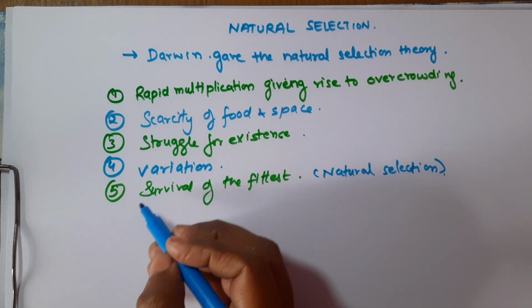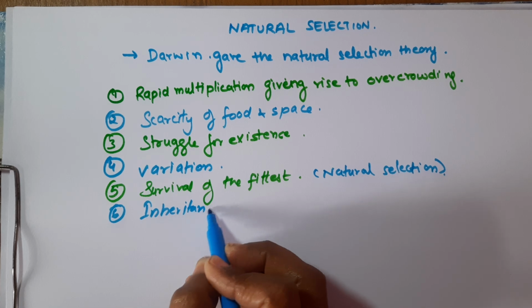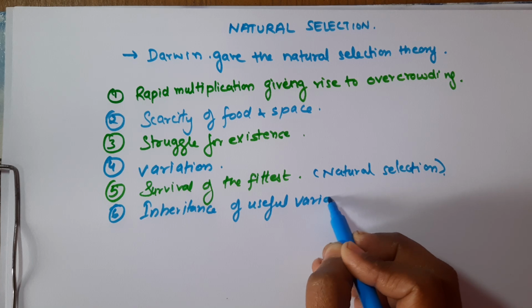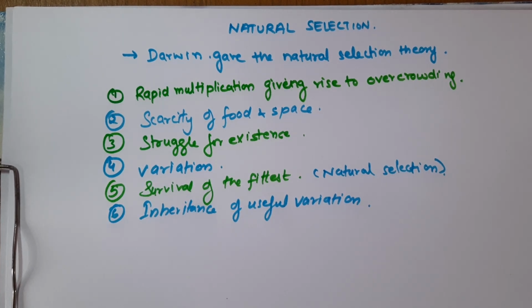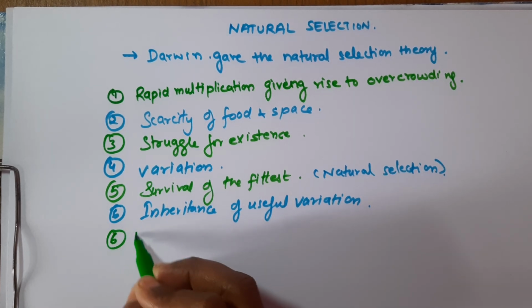Next is the inheritance of useful variation. Just now I gave you the example of the birds. If two birds are fit among the five, they will fight for the food and take it. These birds have good strength, and this is the useful inheritance that will be passed on to the next generation. And the last is the formation of new species.